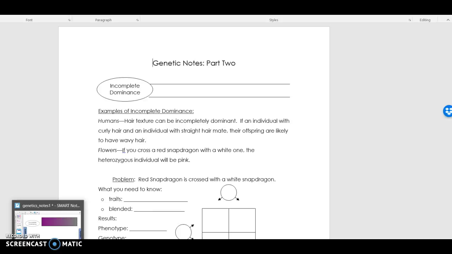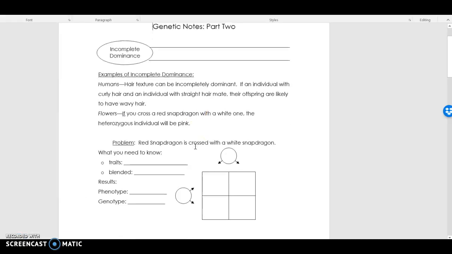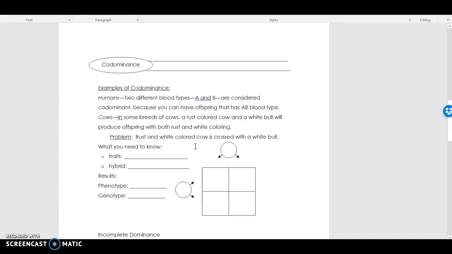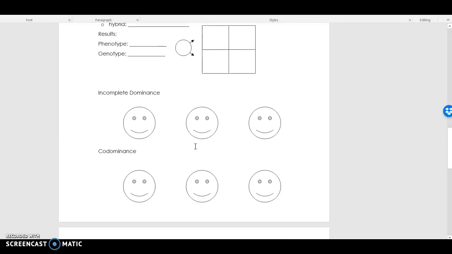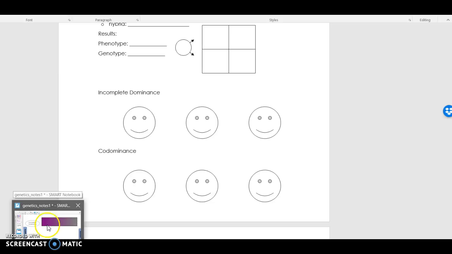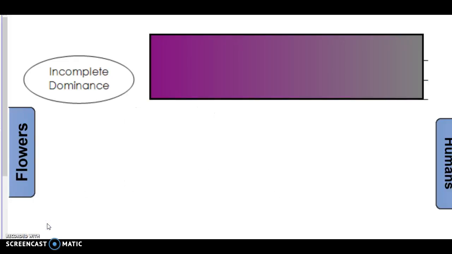All right. So there are two handouts: the one that says genetics notes part 2 comes first, and then the second one has codominance at the top. And then you also have one that has this set of smiley faces that you will complete at the end for a little picture summary.